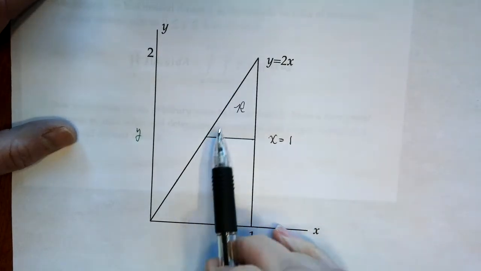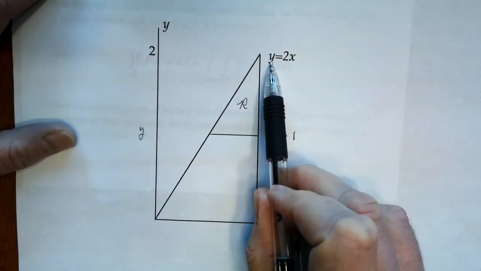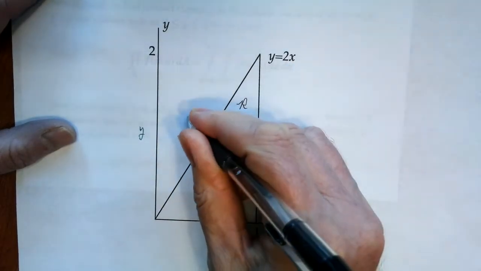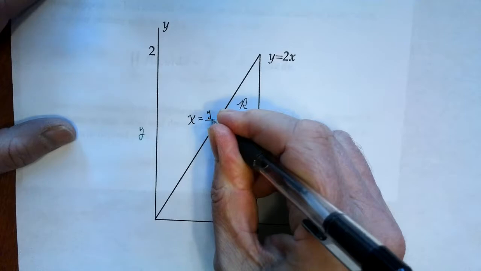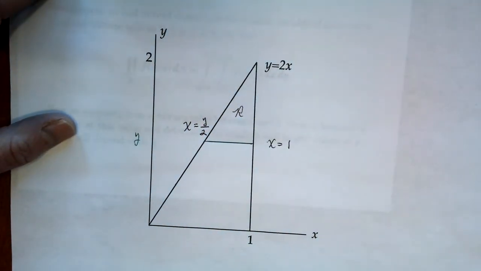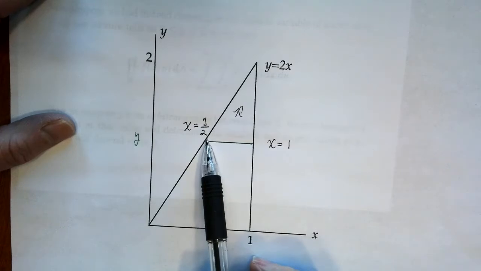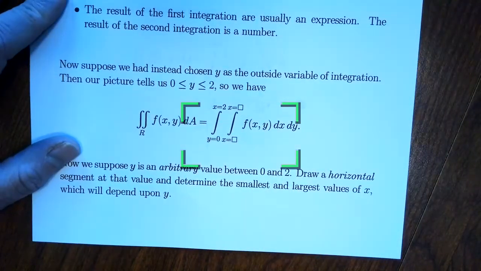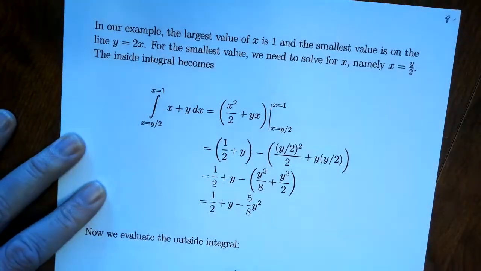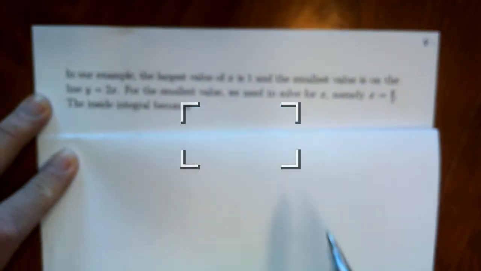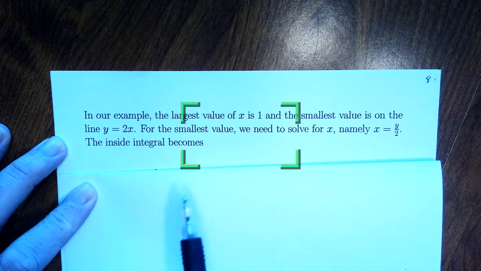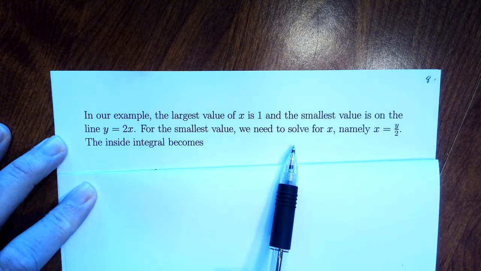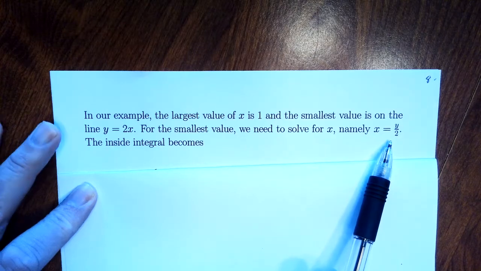Well, how does x depend upon y? If we look at this equation, y is equal to 2x. So that says that this left-hand endpoint will be y over 2. So my left-hand endpoint is always going to be y over 2. My right-hand endpoint will be x equals 1. To say that again, in our example, the largest value of x is x equals 1, and the smallest value is on the line y equals 2x. So we solved y equals 2x for x. We got x equals y over 2.